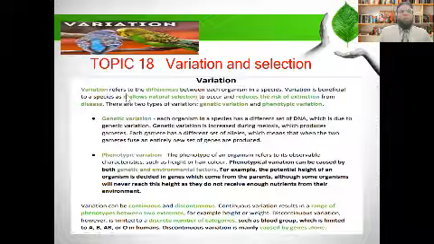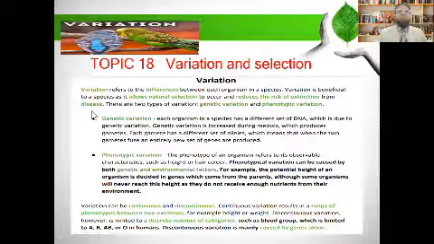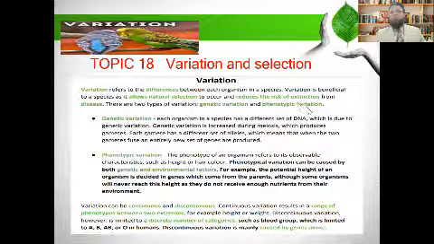What is variation? Variation refers to the differences between each organism in a species. Variation is beneficial to a species as it allows natural selection to occur and reduces the risk of extinction from disease. There are two types of variation: genetic variation and phenotypic variation.